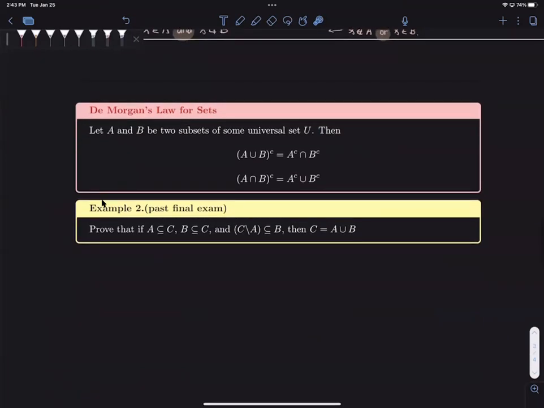De Morgan's law for sets. In your textbook, you have the first one. In your lecture, you have the second one, so you can use both directly. However, for those of you who took 102 last semester, you know that we have another De Morgan's law, which is for logic. Since we're not in the next chapter yet, you cannot use De Morgan's law for logic.